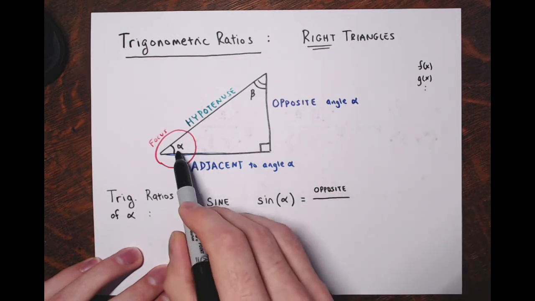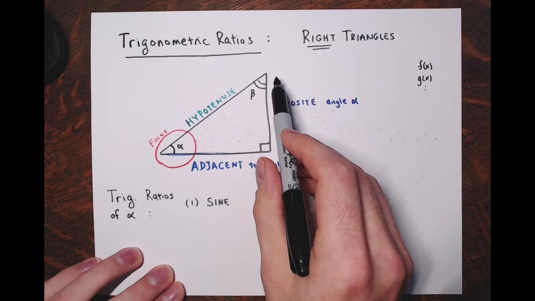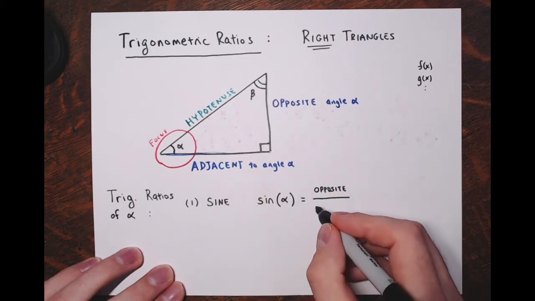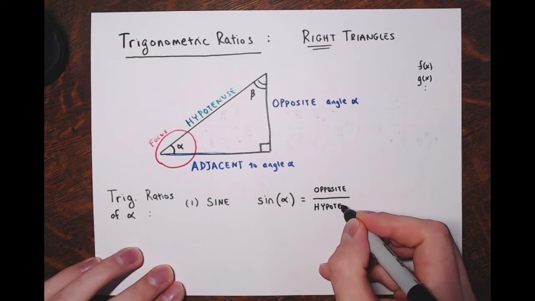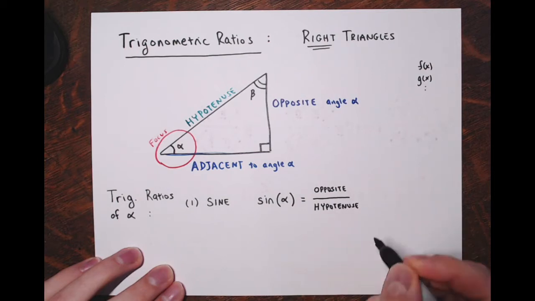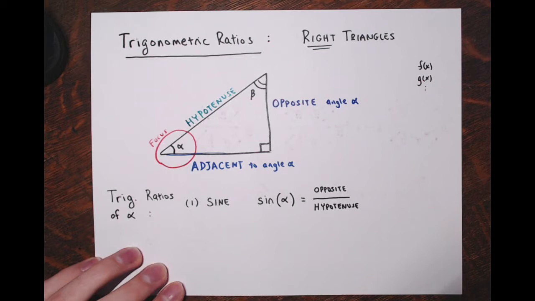So it's the length of the side opposite, the length of this side, divided by the length of the hypotenuse. Okay. All right, so that's called the sine.